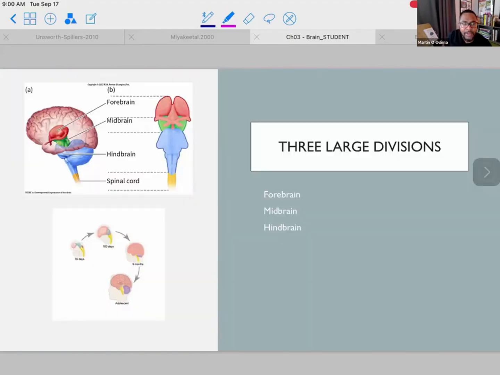So let's talk about the brain in its different parts. There's three large divisions in the brain: the forebrain, the midbrain, and the hindbrain. As you can see there, our forebrain right here, and then our midbrain right here, and then our hindbrain, and then the spinal cord right here.